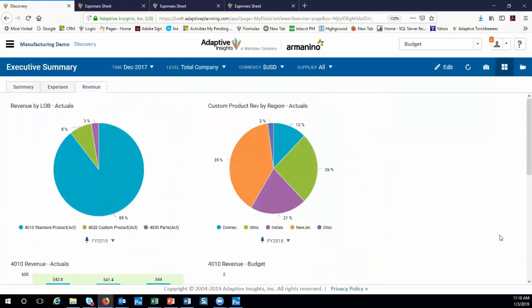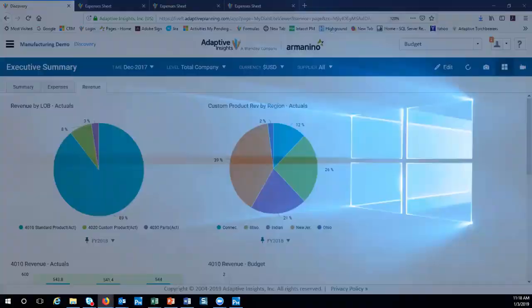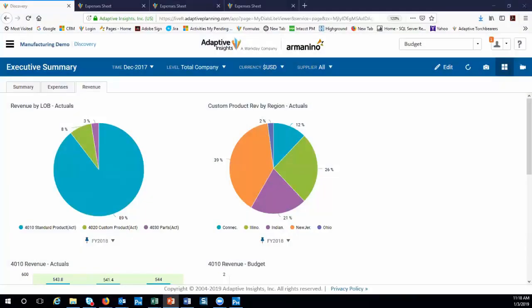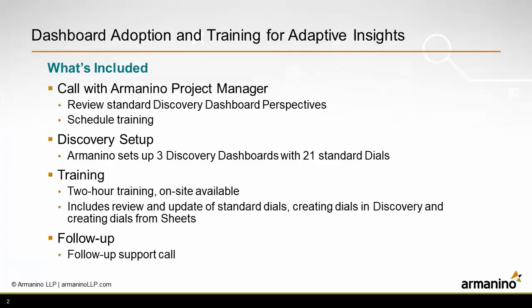So what we find is Discovery is a great tool in order to make sure we're taking advantage of the capabilities it offers. What Armanino offers is an adoption and training program. What this includes then is going over your Adaptive instance with a project manager and what those standard dashboards are in a little bit more detail than what I just did.